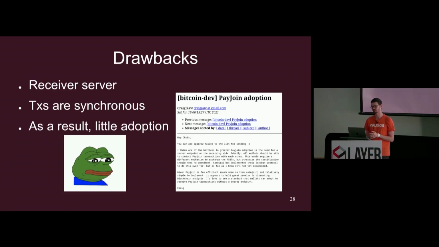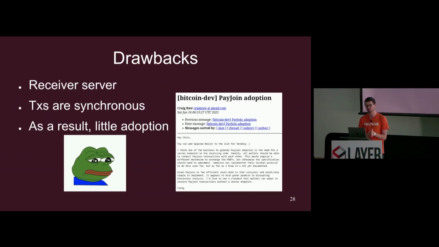That's just a technical difficulty, right? It also led to transactions being synchronous, right? So that's why the receiver needs to run the server, is because both parties need to be online at the same time. So as a result, Payjoin hasn't seen very much adoption so far.